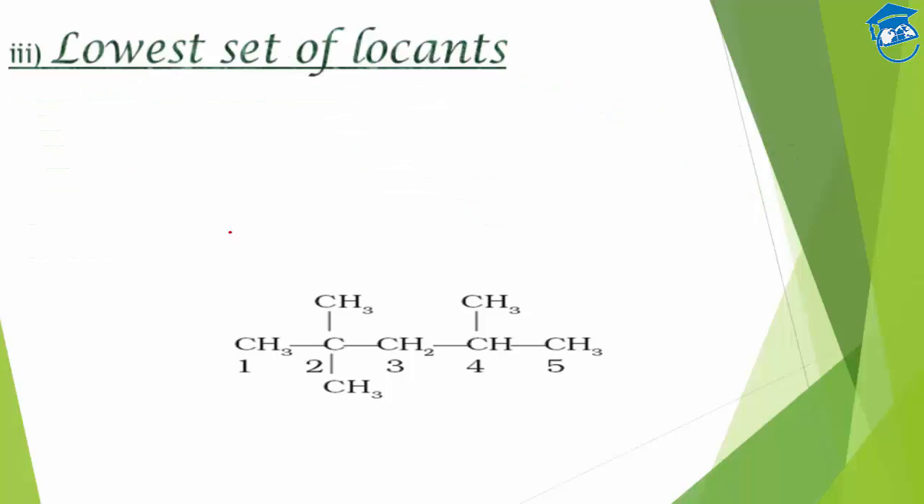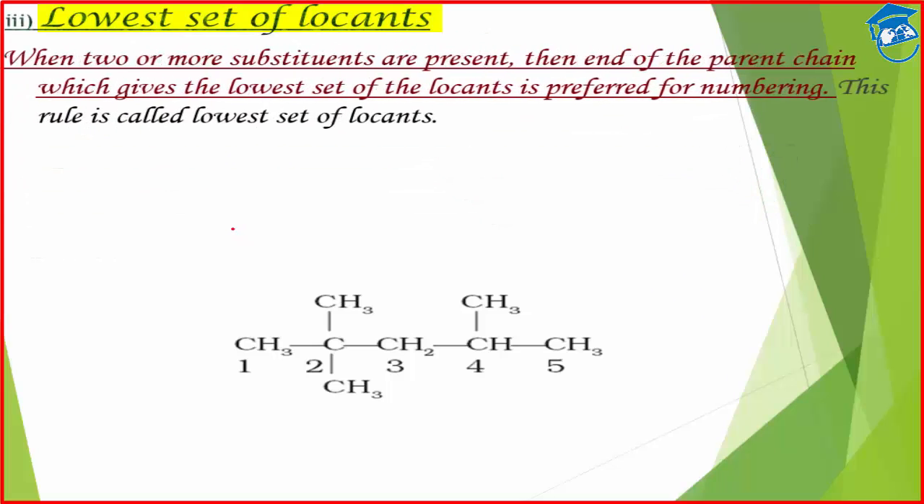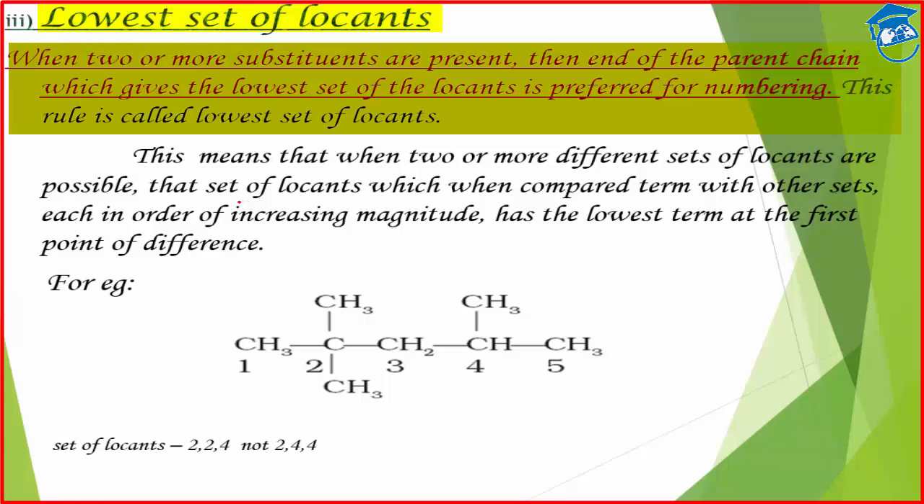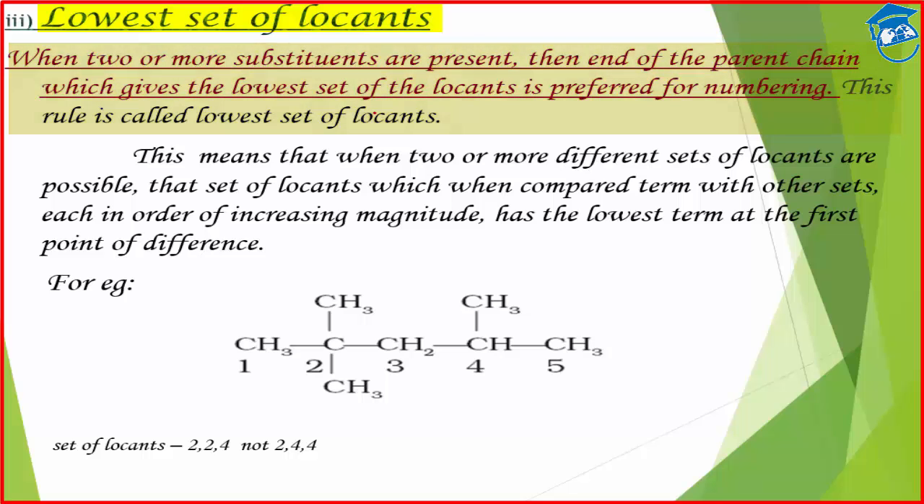Then next is the lowest set of locants rule. If there are two or more substituents, then we should number from that end so that the substituents get the lowest set of locants, or we can say the lowest sum of locants. It is also known as the lowest sum of locants rule.